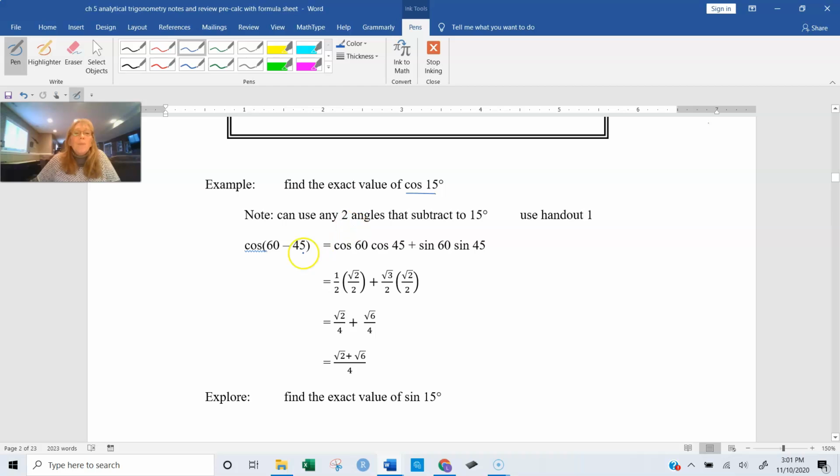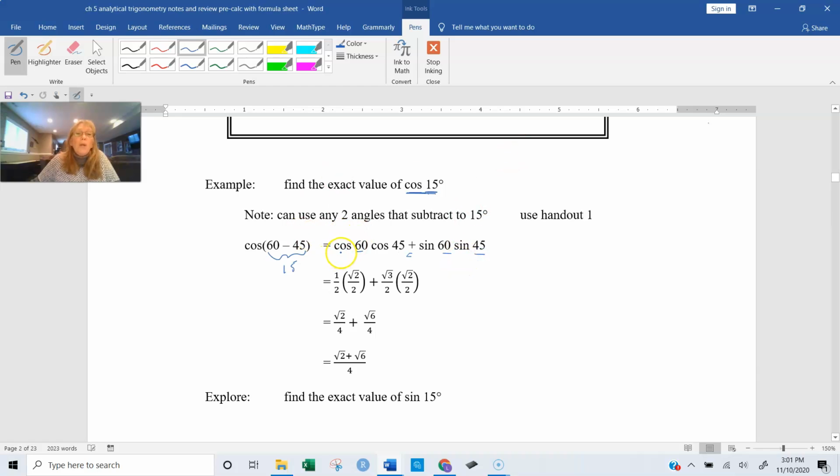For this one, I chose the 60 and the 45 just because I figured most of you would choose the 45 and the 30, just so you start to think a little differently. Cosine means I am using the cosine difference formula. So now the 60 minus the 45 has to equal the 15 because that's what I'm trying to find. Now we follow our formula. Cosine of the first times the cosine of the second plus sine of the first, sine of the second.